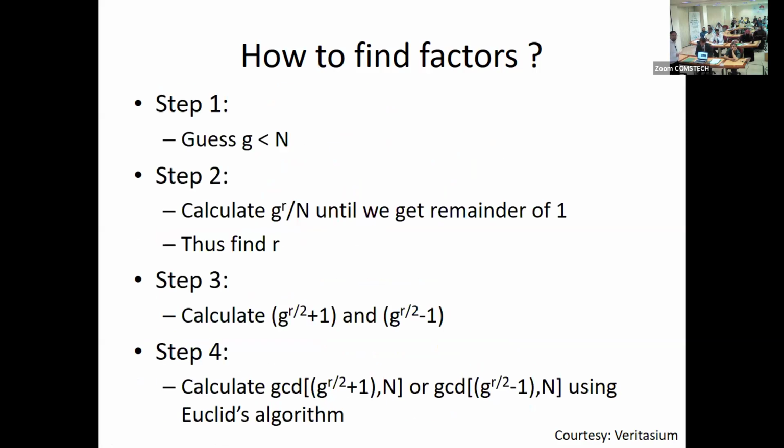Okay, so just a summary. First step, I guess a number g which is less than n. Second, I calculate g raised to the power r divided by n and take its remainder, and I keep doing it until I start with a remainder of 1, and then again at some point I get a remainder of 1. So I find the period r, after which the whole remainder part repeats. It has a pattern to it. And then from there I get these two factors, g^(r/2)+1 and g^(r/2)-1, and I then use Euclid's algorithm, or whichever algorithm you want to choose, to find the GCD. Very simple.